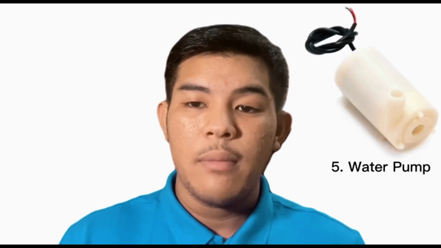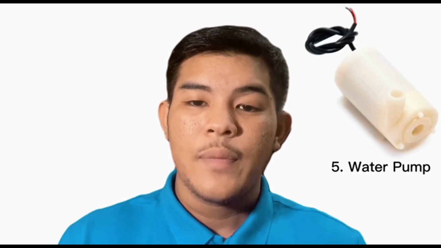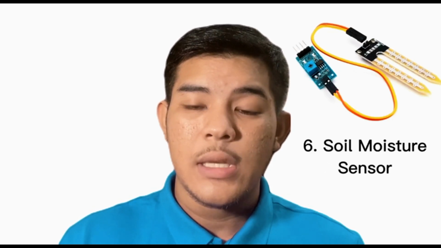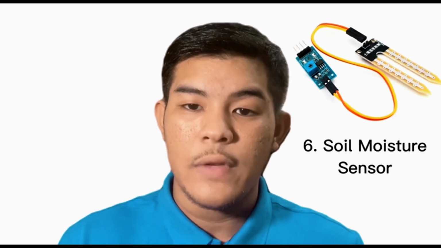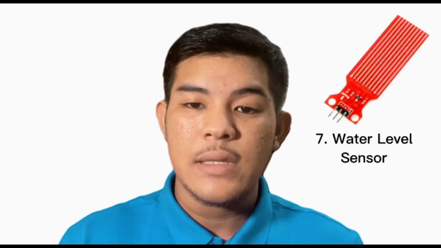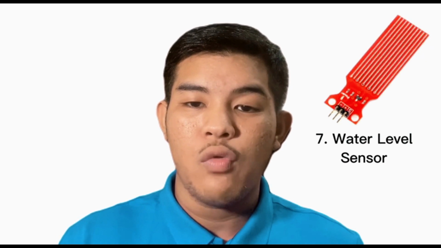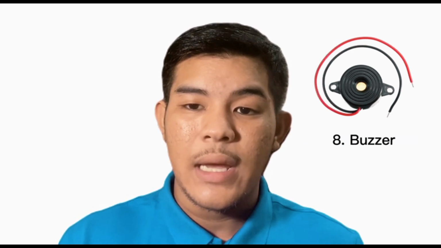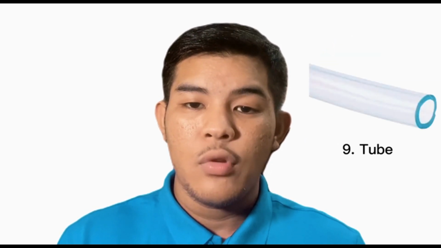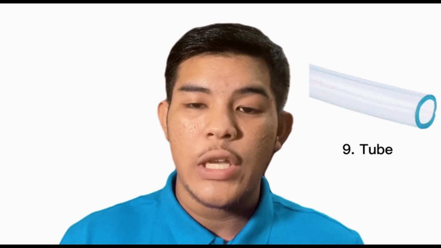Fifth, water pump, used to create water pressure. Sixth, soil moisture sensor, used to detect the moisture of the soil. Seventh, water level sensor. It will detect the level of water in a container. Eighth, buzzer. It will emit a sound as a warning sign. Ninth, tube, used to channel the water to the desired place.